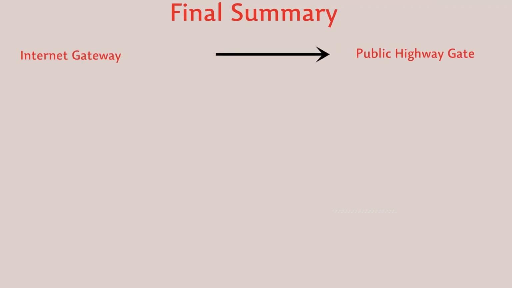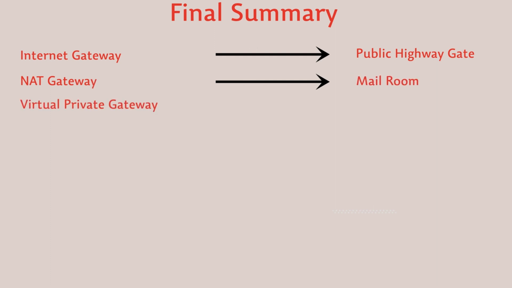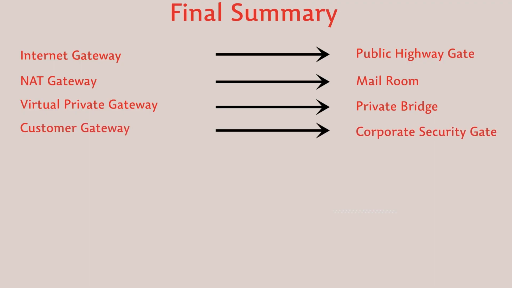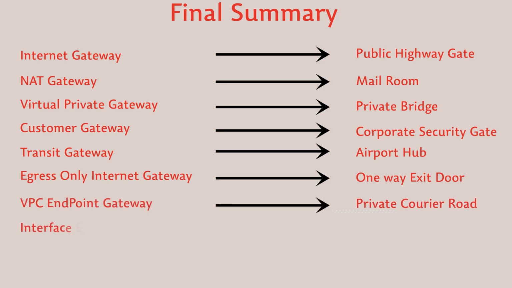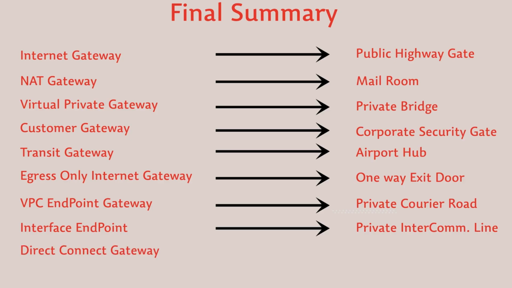Final summary. You can consider Internet Gateway as a public highway gate, NAT Gateway as the mail room, Virtual Private Gateway as the private bridge, Customer Gateway as the corporate security gate, Transit Gateway as the airport hub, Egress-Only Internet Gateway as a one-way exit door, Gateway Endpoint as a private courier road, Interface Endpoint as a private intercommunication line, and Direct Connect Gateway as a railway hub. That's all for this lecture.